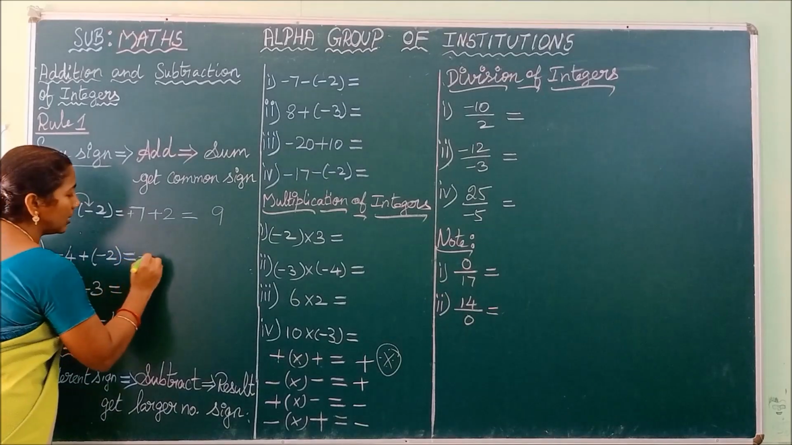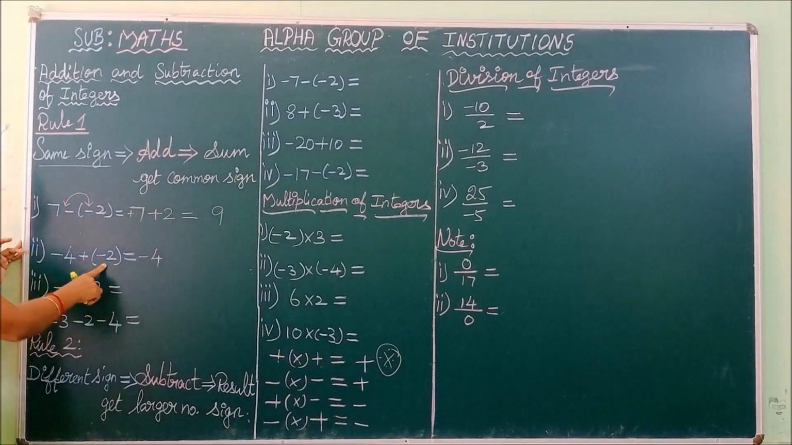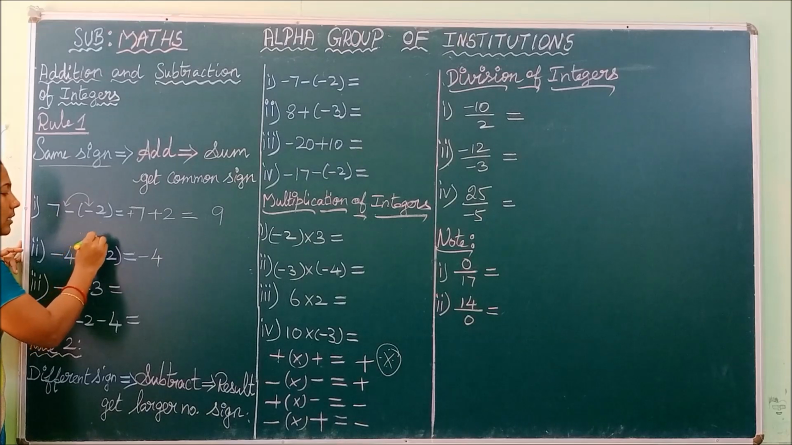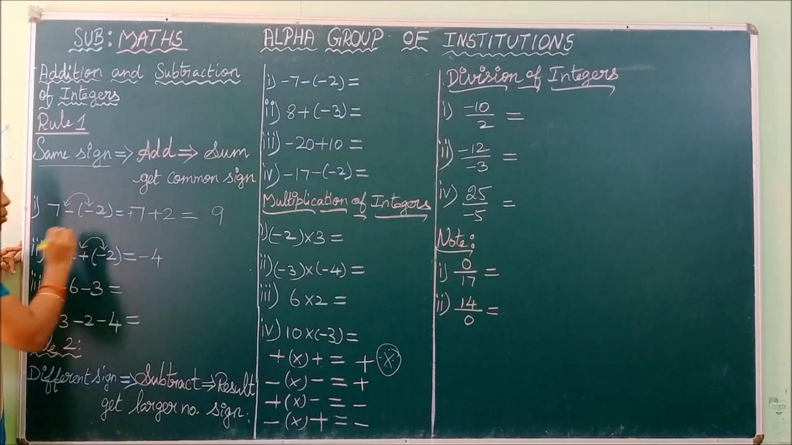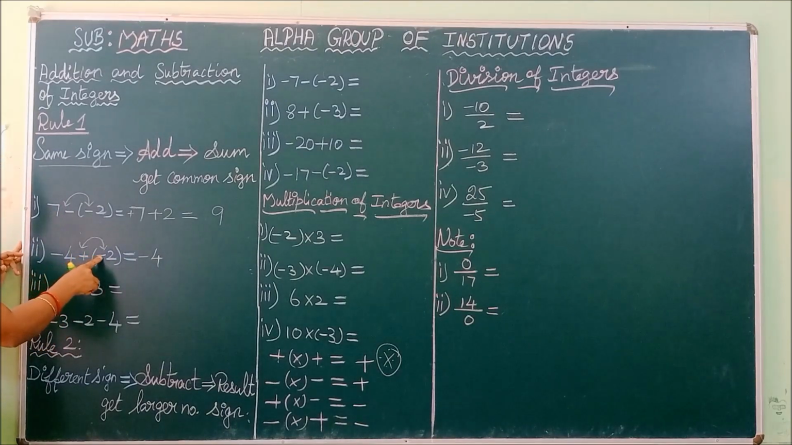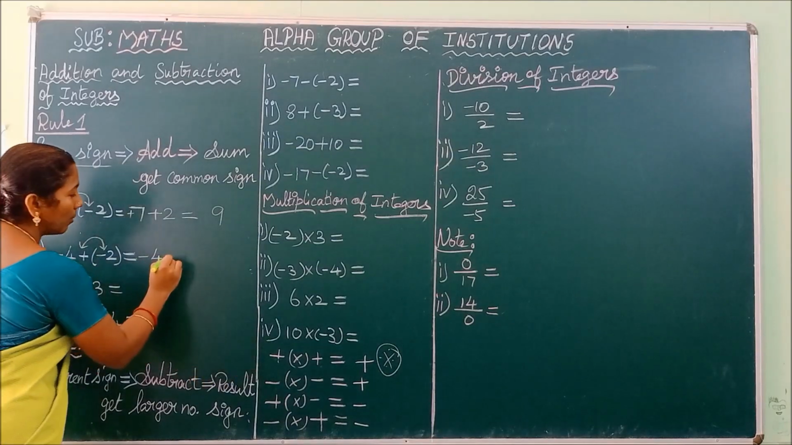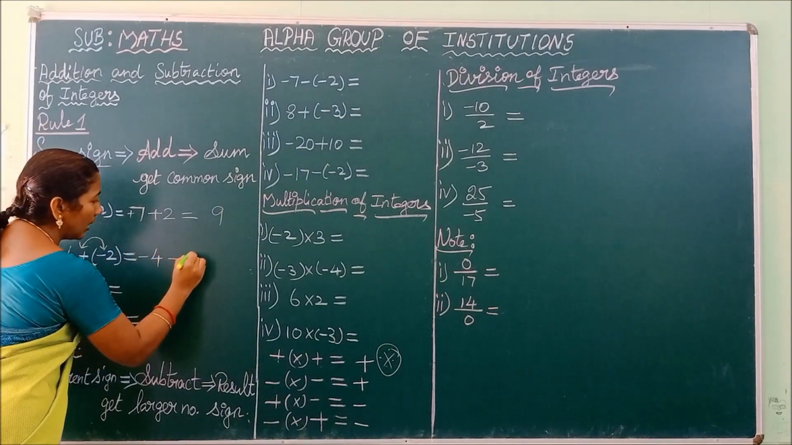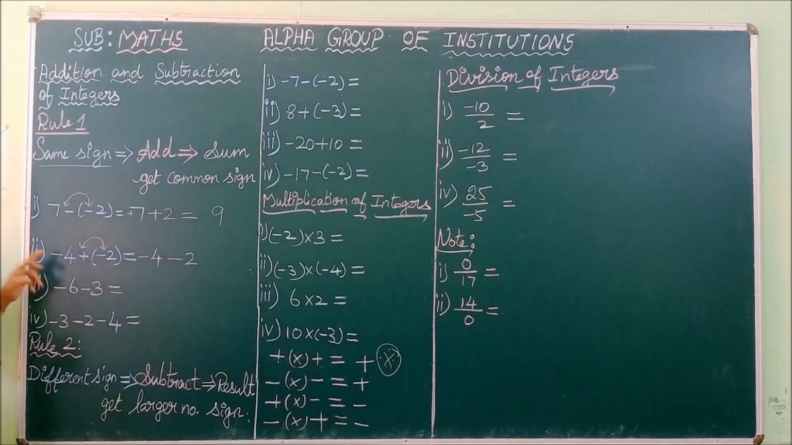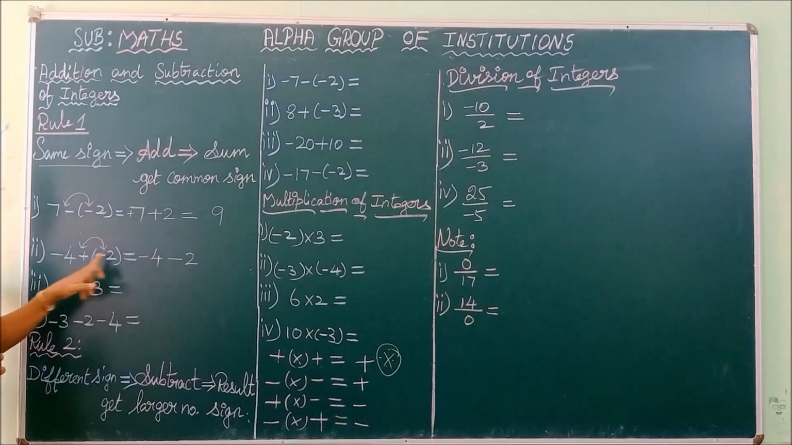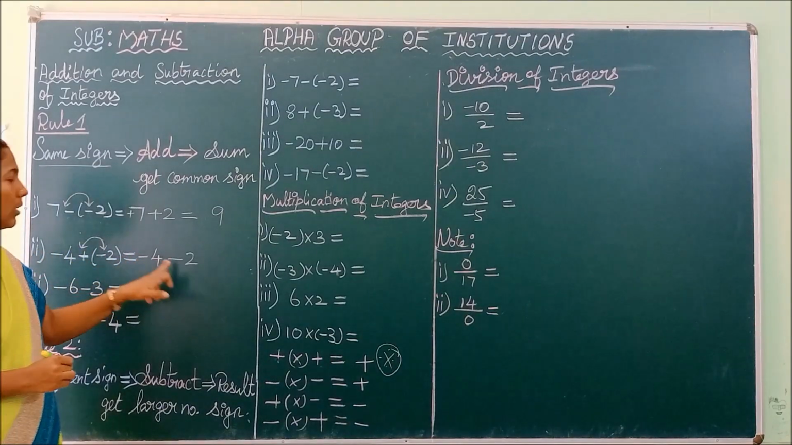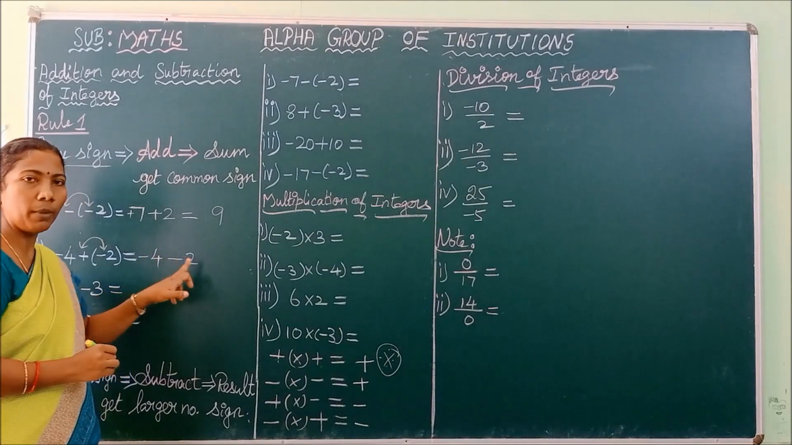So write the first integer as it is. How do you remove the bracket? By multiplying the symbol inside and outside the bracket. So plus into minus, our answer is minus. Write the integer as it is, 2. Do you understand, children? Write the first integer minus 4, plus into minus, minus. So our answer is minus 4 minus 2.